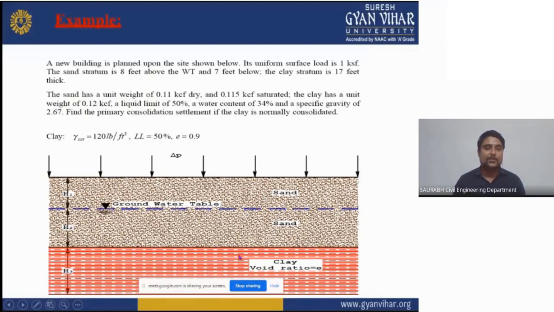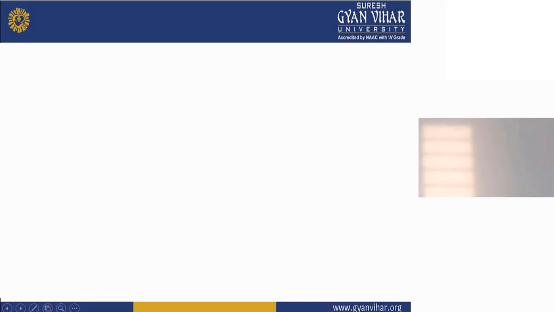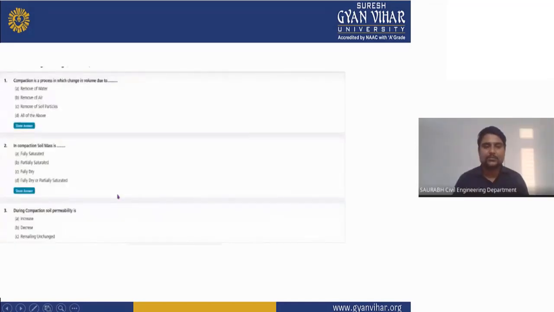And what is the difference between partially compacted soil and fully compacted soil, and what is the dry density? We can also say, what is the difference between dry density and bulk density. So if you do all these things, you can understand the basics of consolidation and compaction, and what you need to learn in consolidation and compaction. So this was my suggestion. Now we will see the MCQs related to compaction and consolidation.